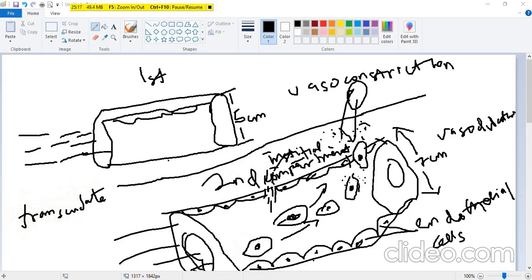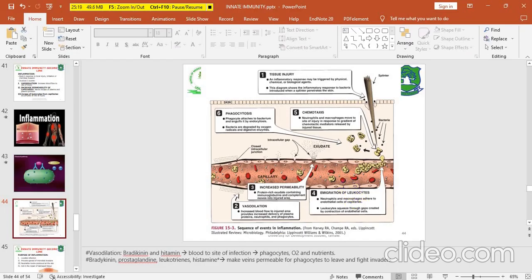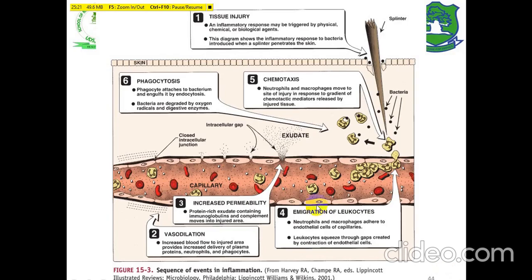Okay, so let's continue. Our time is running out. So here, exudate proteins will go and fight the infection. Then the white blood cells, that's the neutrophils, will also go and fight the infection. Then there will be phagocytosis over here. The white blood cells will phagocytose the bacteria, and the neutrophils and macrophages will also move to the site in response to the injury.